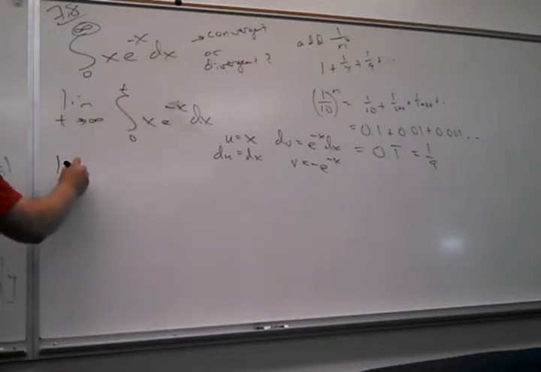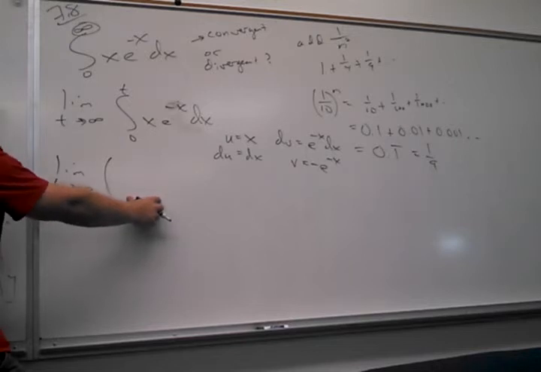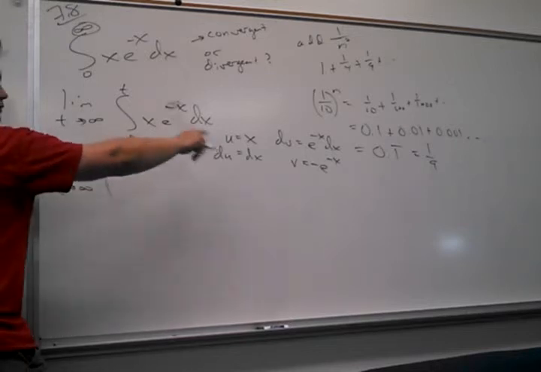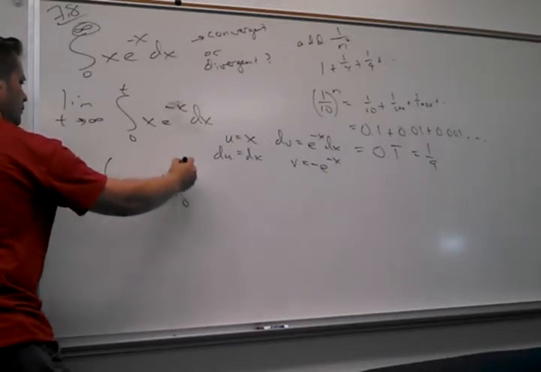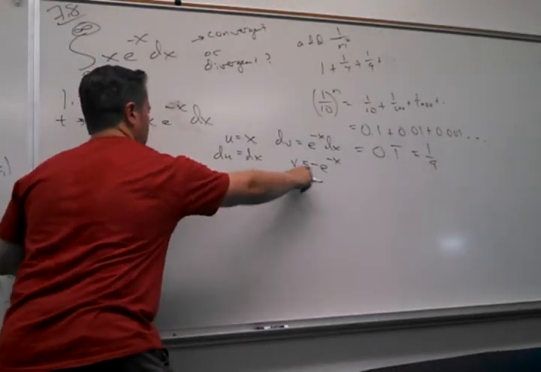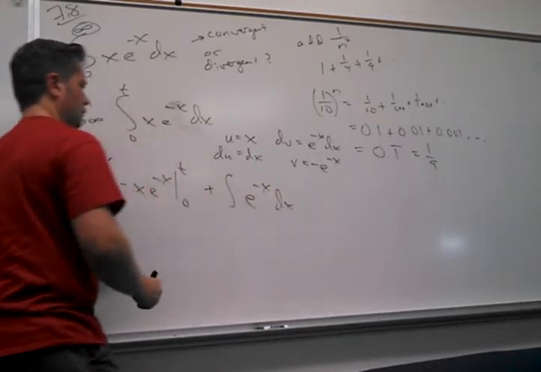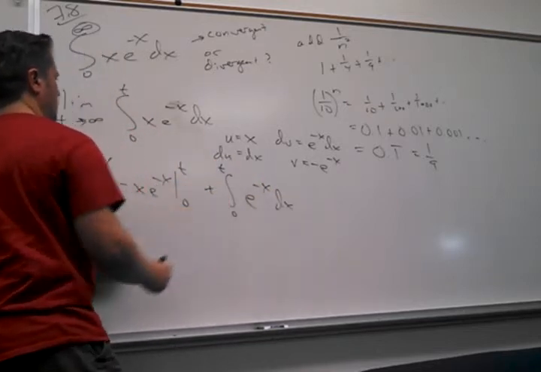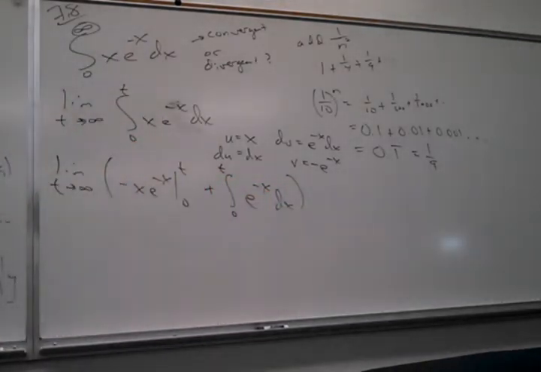So then I get the limit as t goes to infinity of UV, minus the integral of v du, so the negative makes it plus. Do you guys see with me?